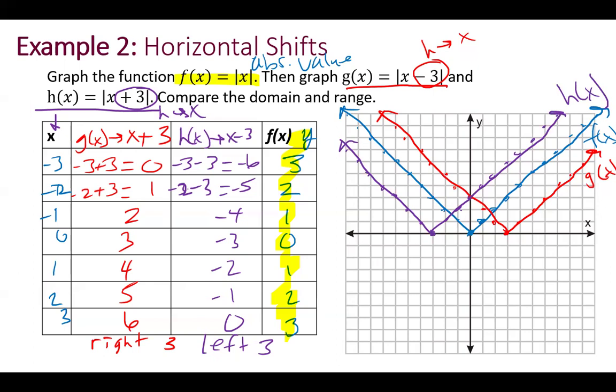All right. So for this function, the domain and range. Did my domain change? Mm-mm. It still goes forever to the left and forever to the right. Did my range change? No. They all start where? 0, and they all continue to infinity.